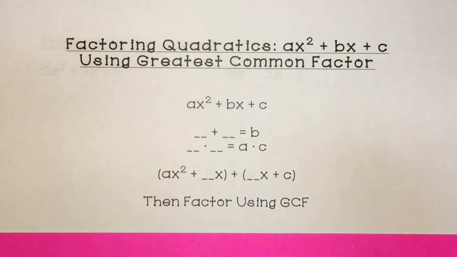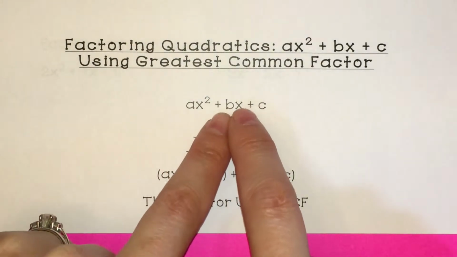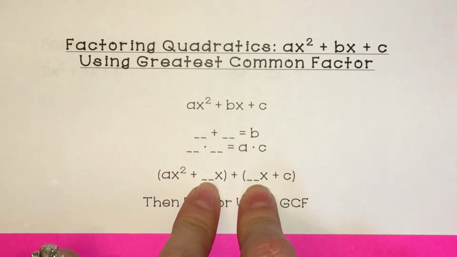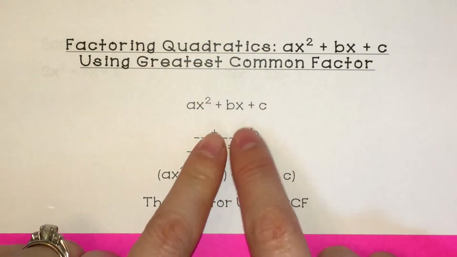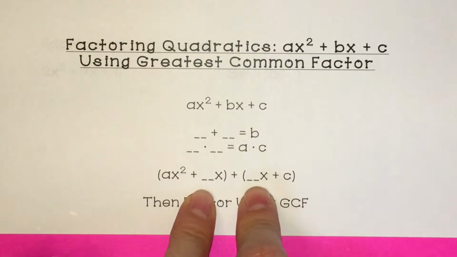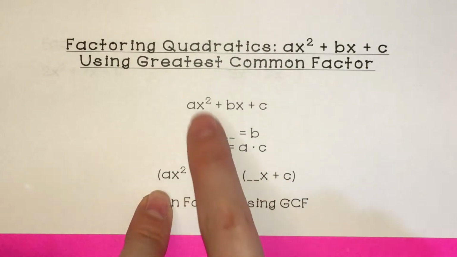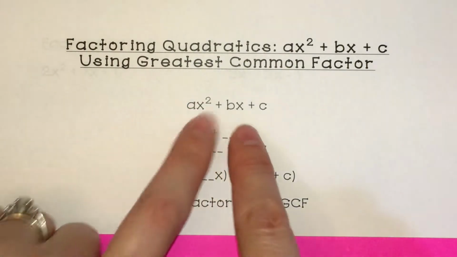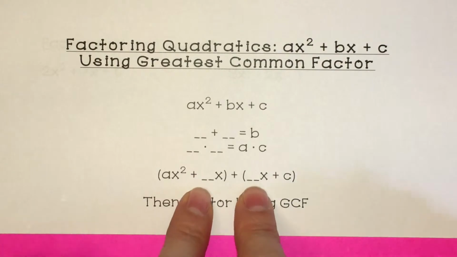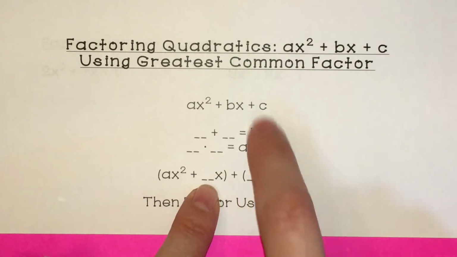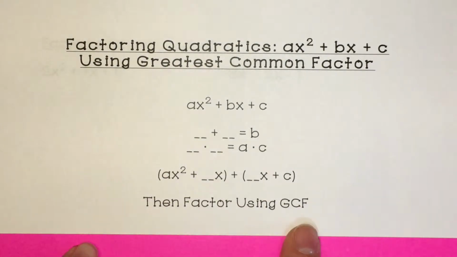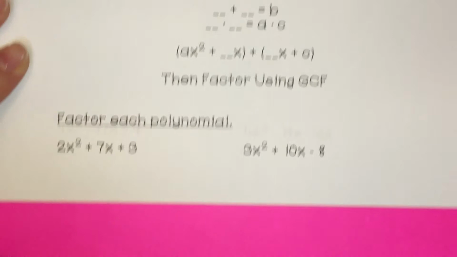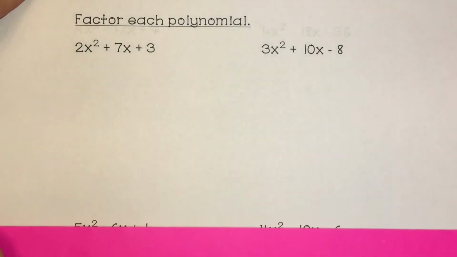Okay, just doing that, it splits your bx term into two. So using what two numbers you found, that helps you split your bx value into two. So you have ax squared plus your bx value is now split into 2 plus c. Then you're going to factor using the greatest common factor. So I'm going to show you how to do that. There are a few steps.